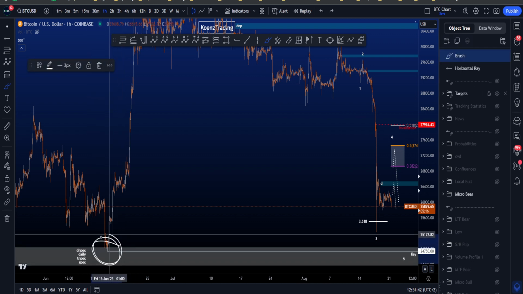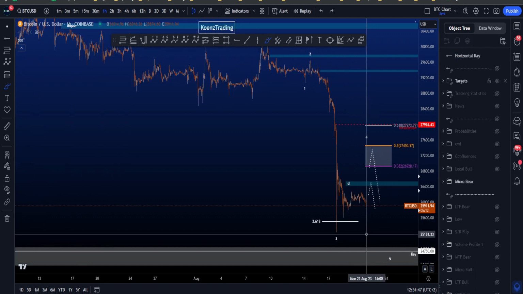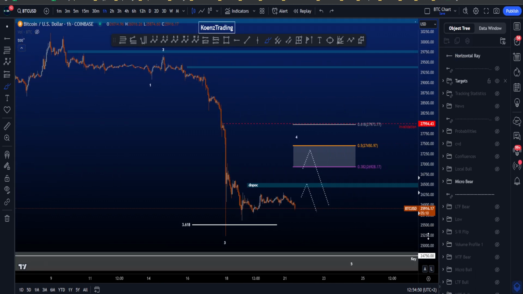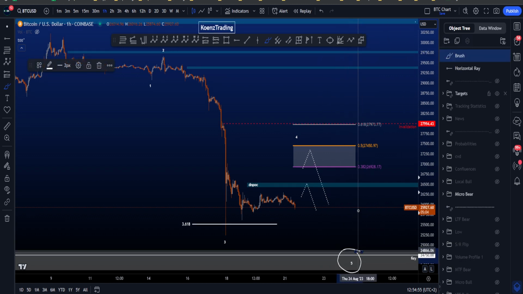Now this low already got taken on Bybit, but as you can see on my Coinbase chart, it has not yet been taken, and I'm looking for all the charts to at least be aligned, and the probabilities are also high for price to eventually take this low, which would be nice with a wave 5 over here.